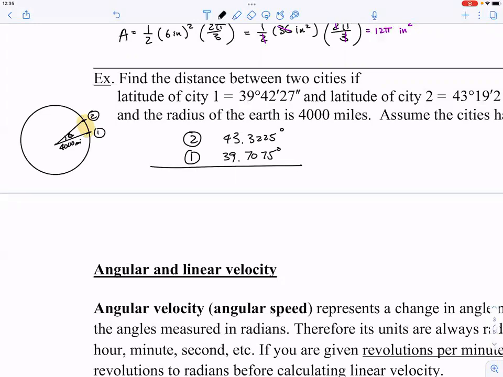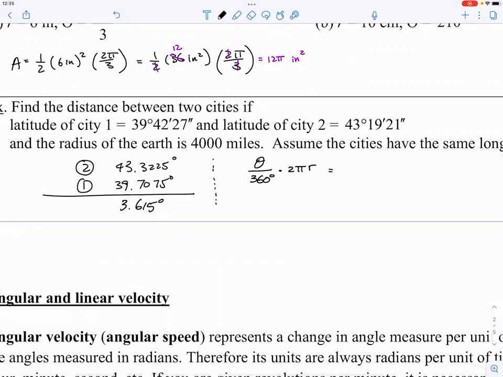Okay, so the difference between the two cities should be 3.615 degrees. And then which equation would you use? Okay, because it is in degrees, we use the one with 360 degrees. So we have 3.615 degrees over 360 degrees times 2 pi radius.